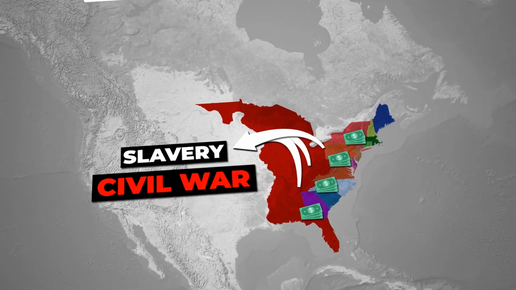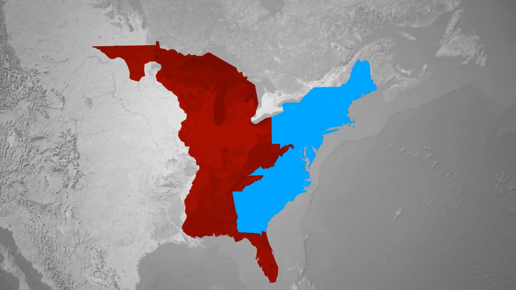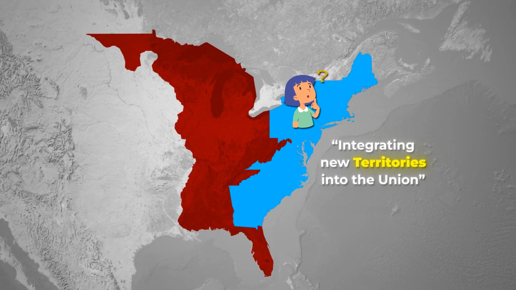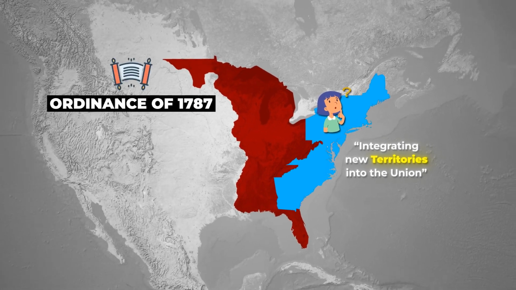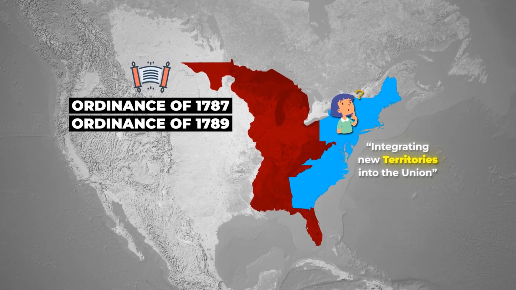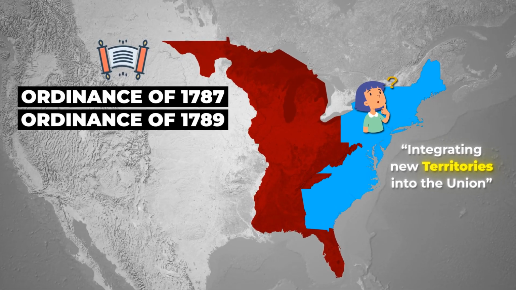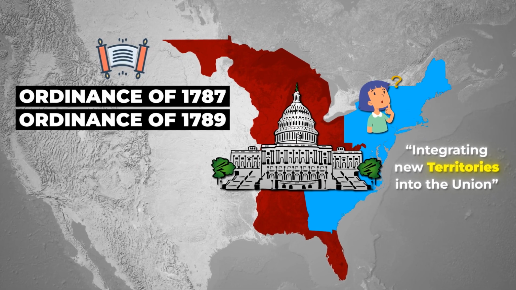Following the American Revolution and the subsequent achievement of independence, the 13 original colonies faced the challenge of integrating new territories into the Union. The Northwest Ordinance of 1787 and its successor, the Ordinance of 1789, established a framework for this process. These ordinances placed new territories under federal authority and provided a pathway to statehood.